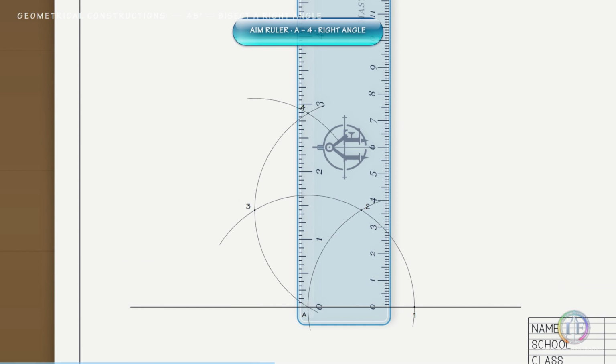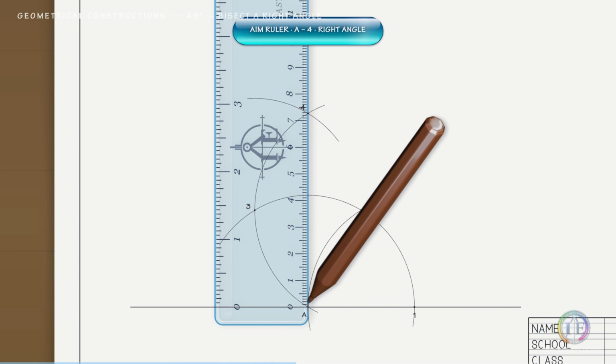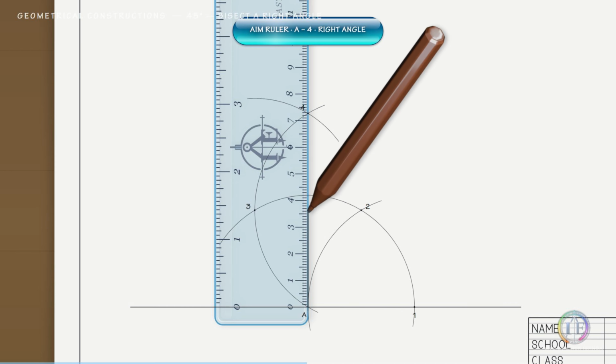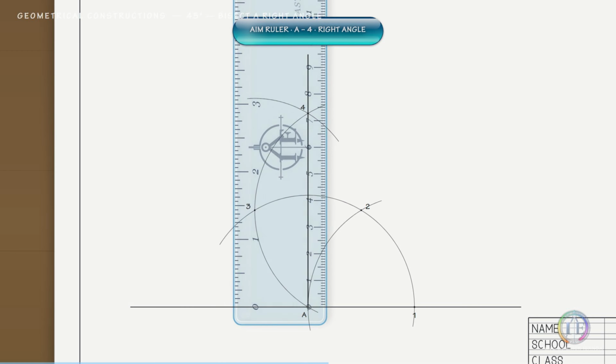Using the aim ruler, we draw the line from A through point 4. This line is perpendicular to the horizontal, so we have now constructed our right angle of 90 degrees. We shall now bisect it.